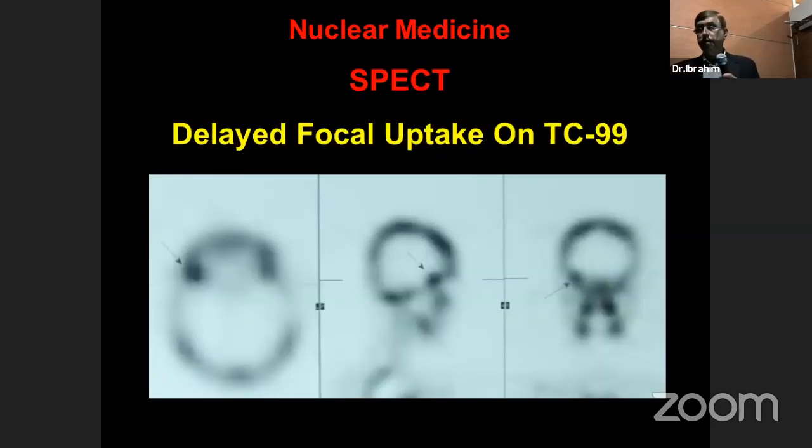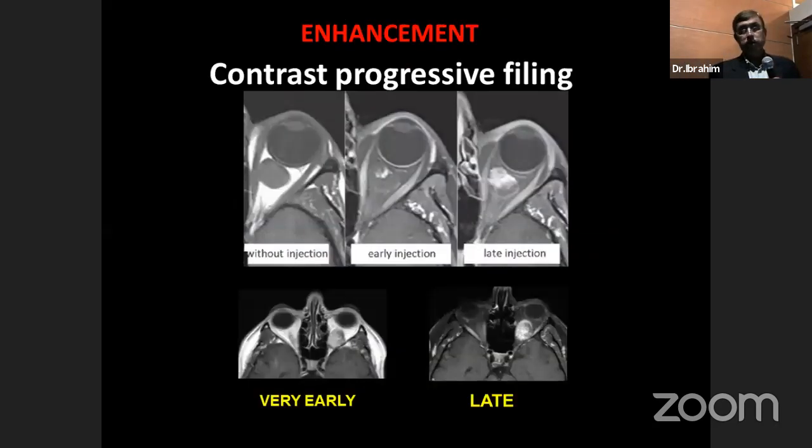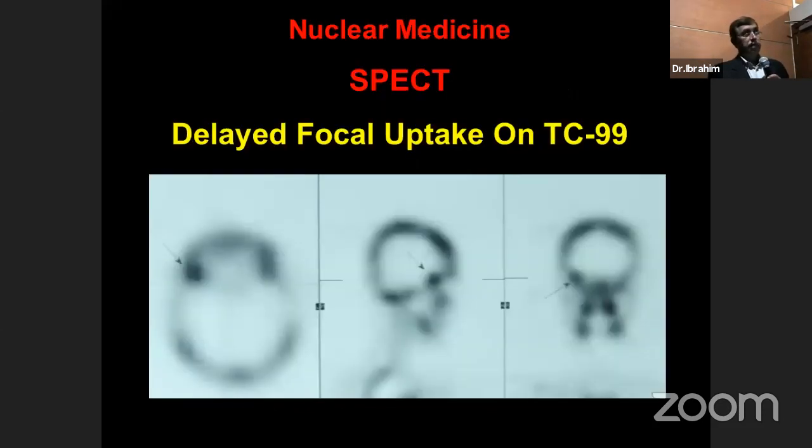Please. How can you differentiate between cavernous meningioma and cavernoma? It's the same pattern of enhancement. Yes, every stage can be enhanced. They are the same. Cavernomas and cavernous meningiomas are the same. They are different labels, but we are speaking of the same pathology.